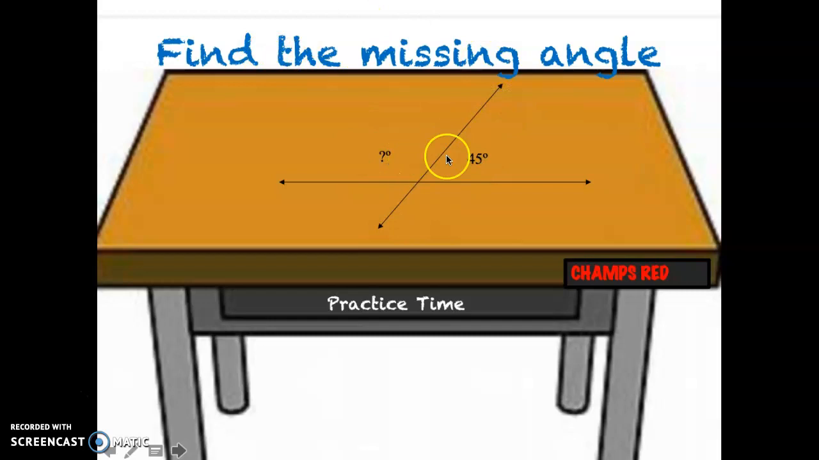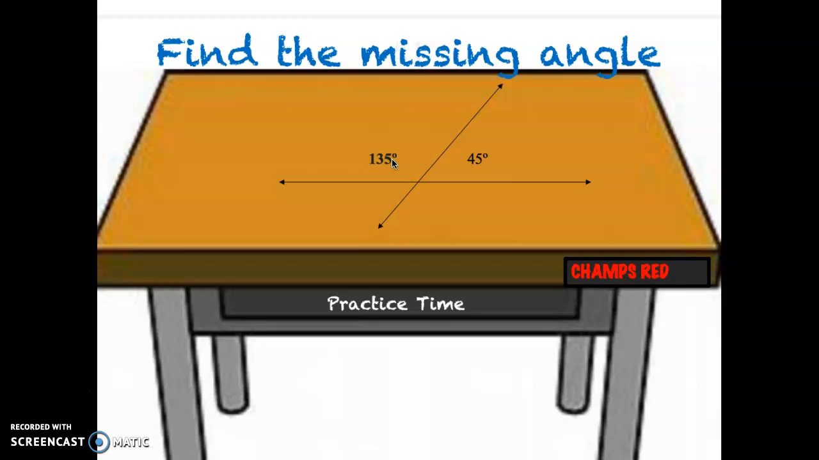So let's go ahead and look here. Well, if I look across, 45 will go here and the question mark will go here. So I'm not looking for that. Well, it's on a straight line, so it's 180 degrees. So if I subtract 45 from 180, I should get 135.